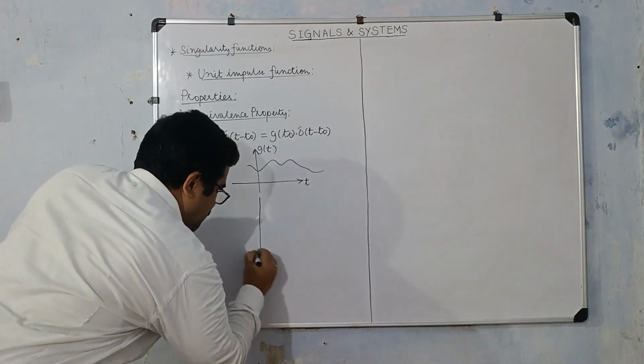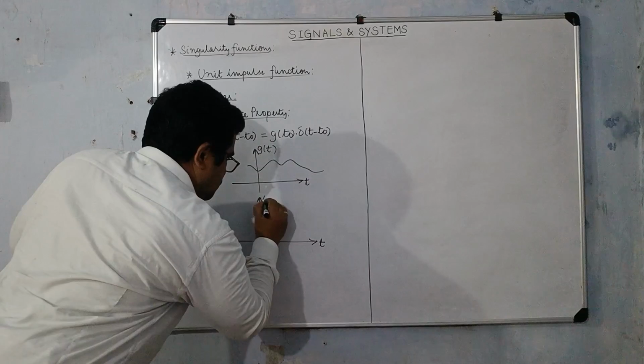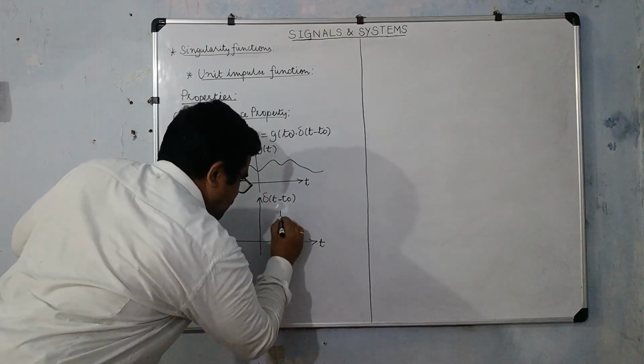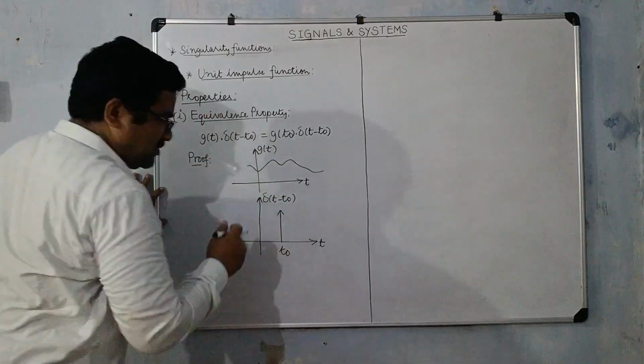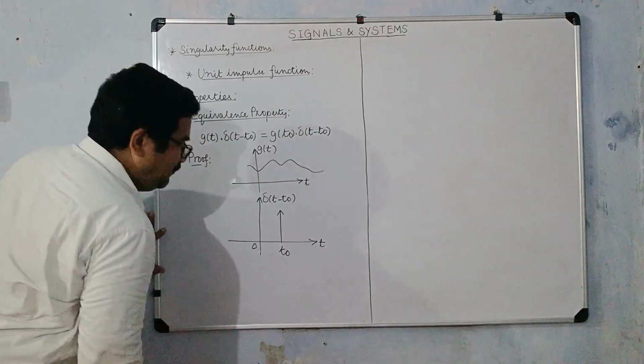Now I have delta of t minus t naught. As I have told you, delta of t minus t naught is nothing but delta of t delayed by a time of t naught. Okay, so my impulse will be at t is equal to t naught. It will not be at 0.